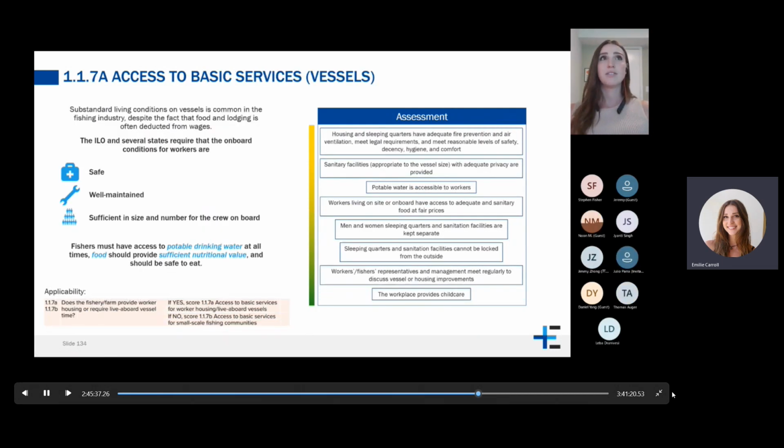Okay, so next is 117A, access to basic services. In terms of applicability, this is applicable if the fishery or farm provides worker housing or requires live aboard vessel time. Obviously, if that's not a requirement, if it's just a day trip, you don't have to score this indicator. But if it is the case, then the indicator does need to be scored. Well, if no, then it's 112B as well, which we'll talk about in just a second here.